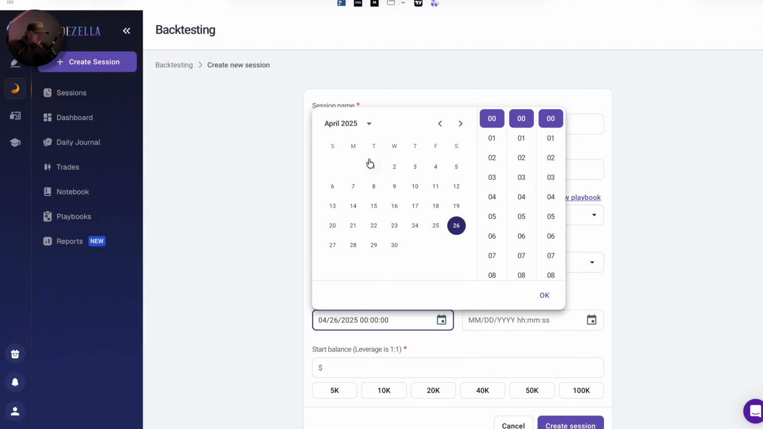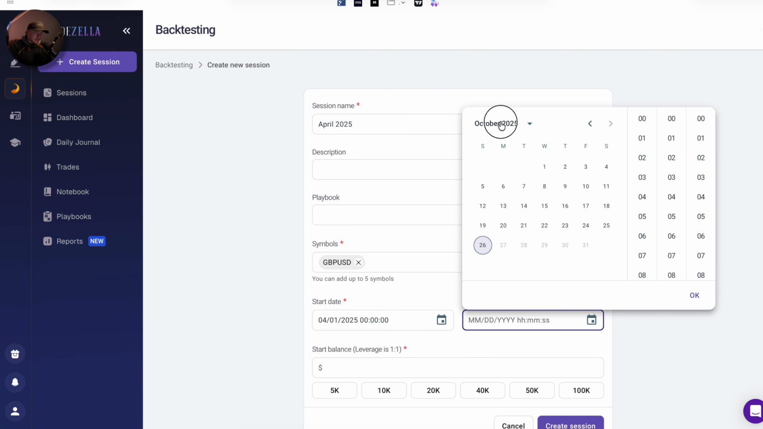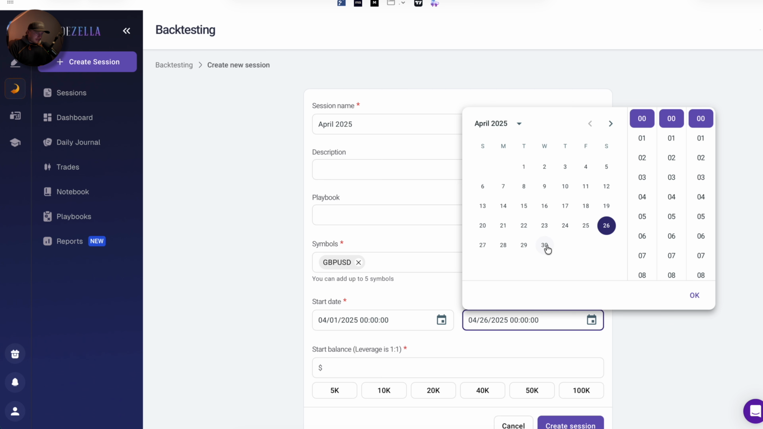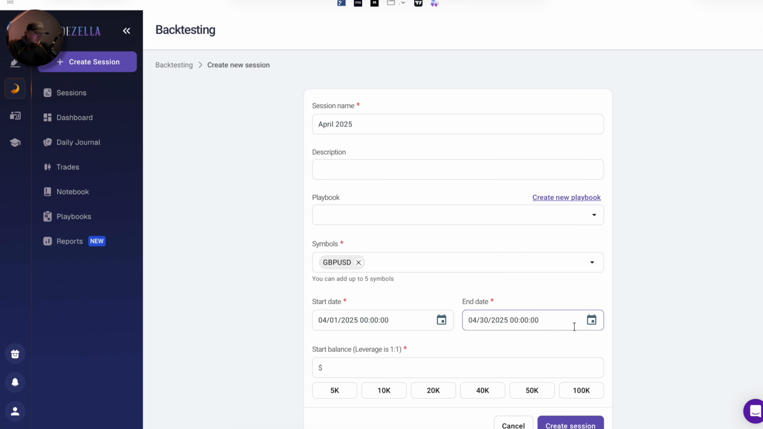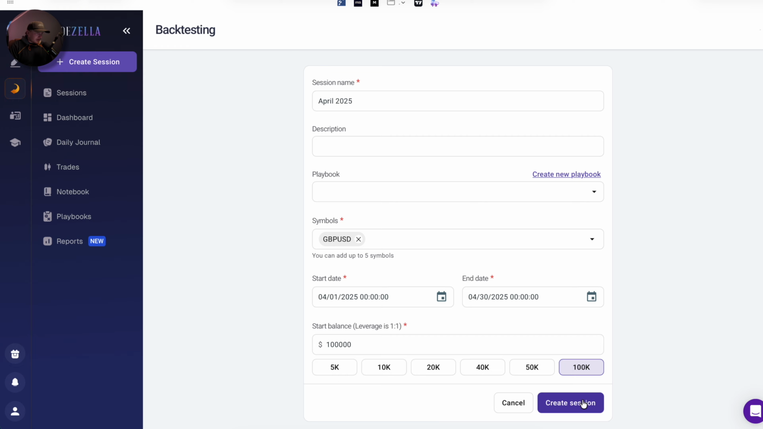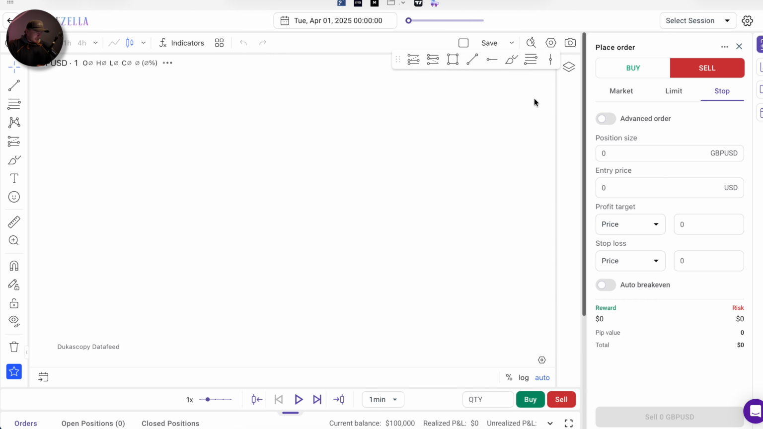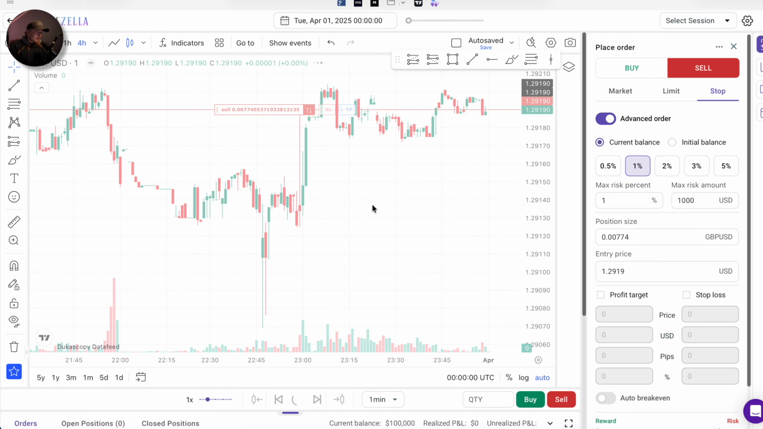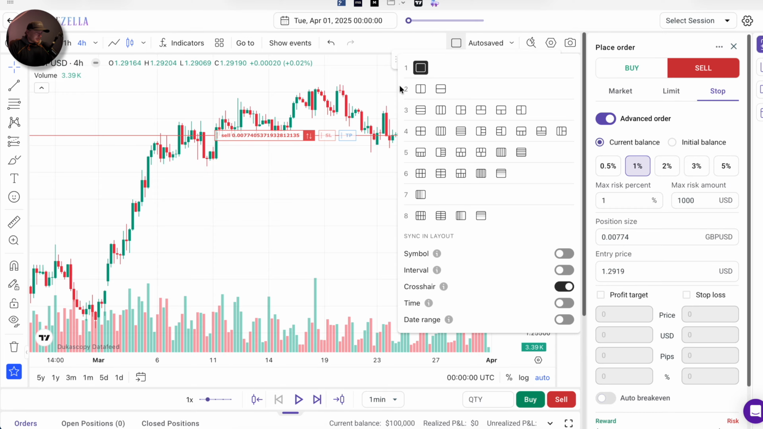So it was April, the first, and then the end date is going to be April 30th, 2025. Let's do a starting balance of 100k, as if this was a 100k prop firm challenge, and we're going to go to advanced order straight away. We're going to do 1%, and then we're going to go 4 hour and split screen view.